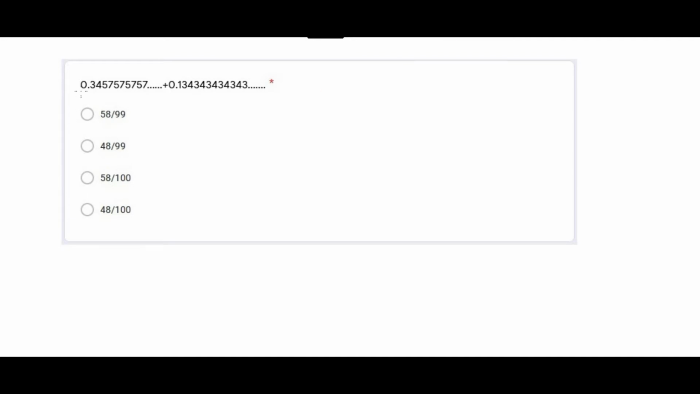Yeah, this is the next question. According to this, we can say that the first one is 0.34575757 and so on, so it will be 0.3457 bar. Plus the second one is 0.134343 and so on, so it should be 0.1343 bar. According to the definition, how do we need to write this as a vulgar fraction?